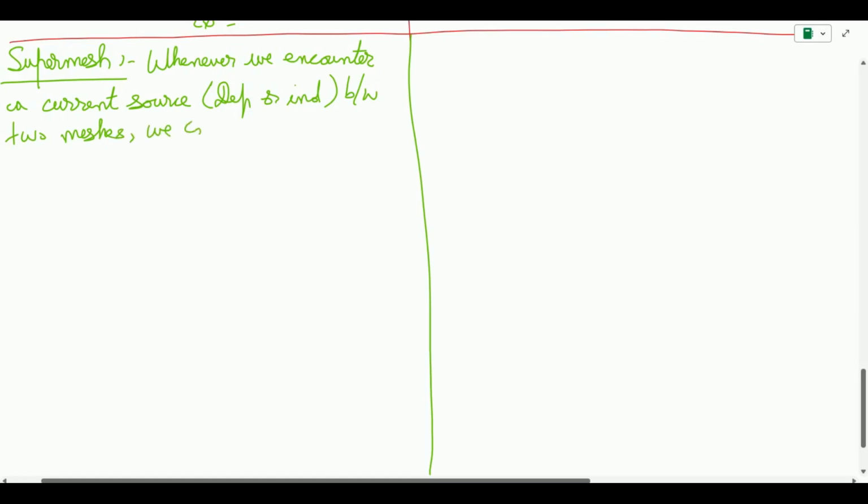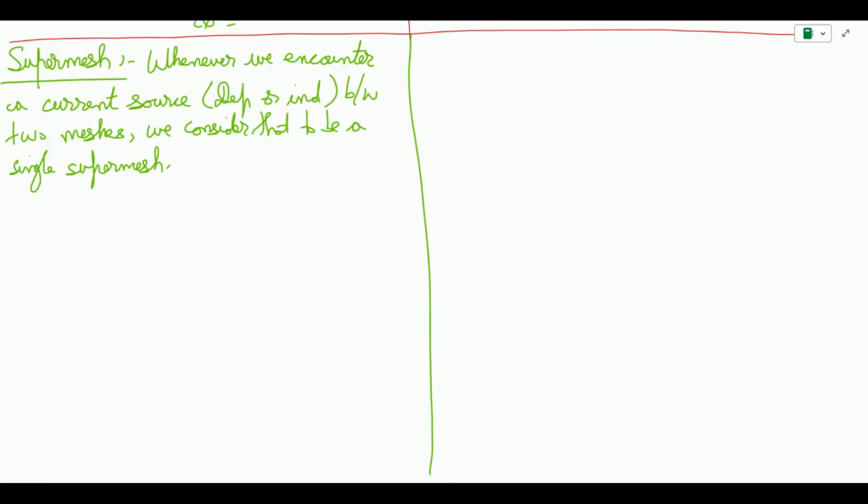we consider that to be a single supermesh. Obviously, using this helps us in having a simplified equation rather than having multiple equations to solve. And the idea again of this course is to have simplified circuits.